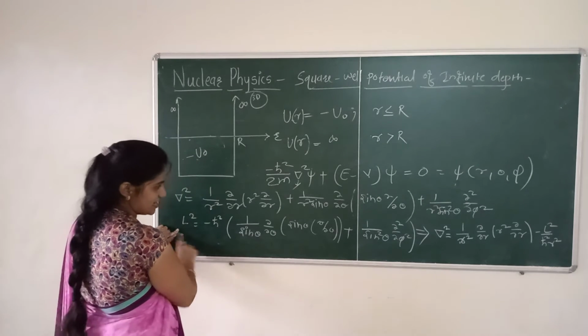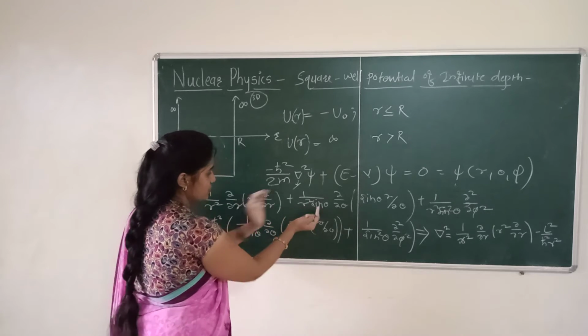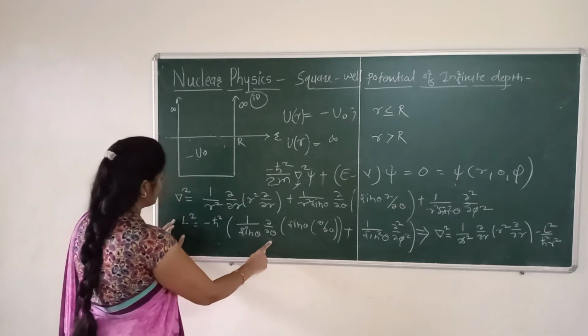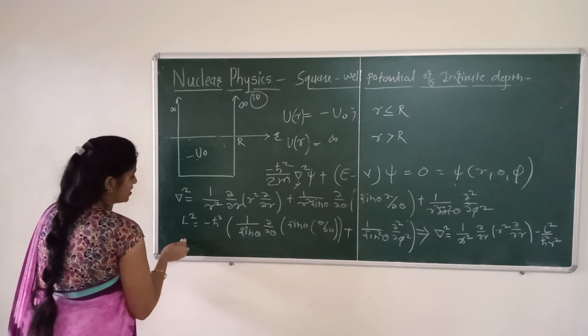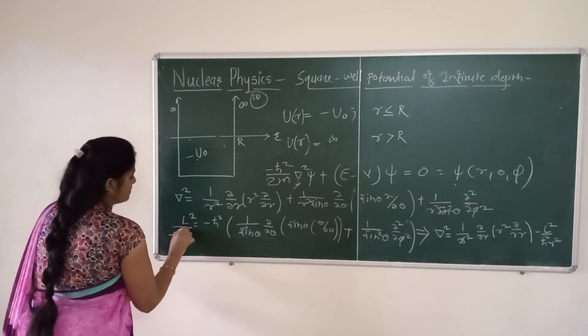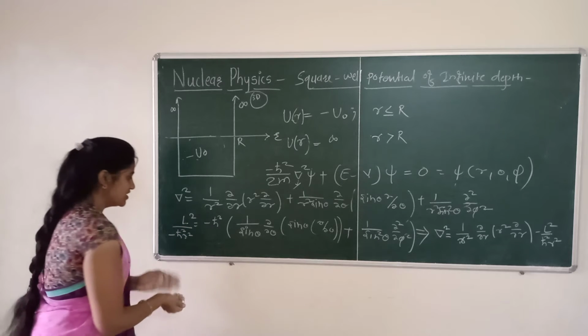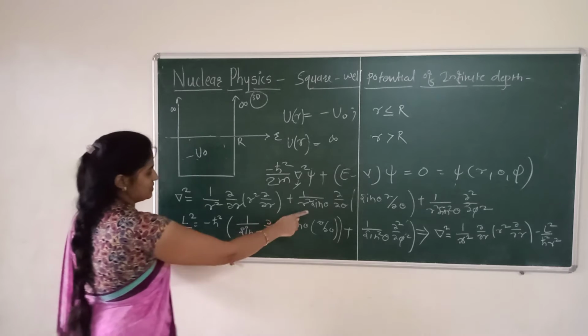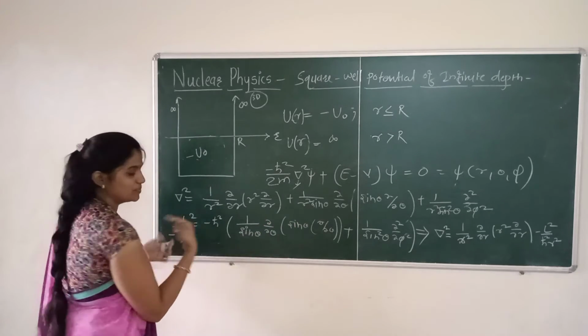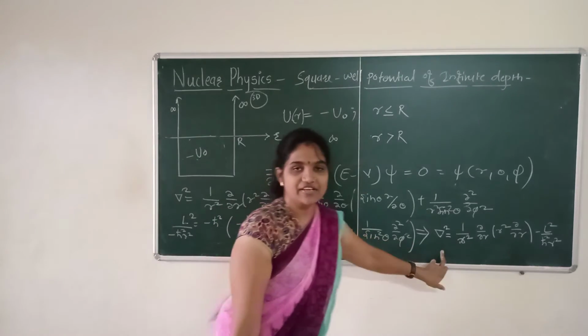Okay. If this is our L square, then to write this term, we should have to divide this L square with minus h cross square and r square. Then and only then, if this is L square, h cross will cancel, and there will be the r square, and minus that will be plus. That's why that is our del square.